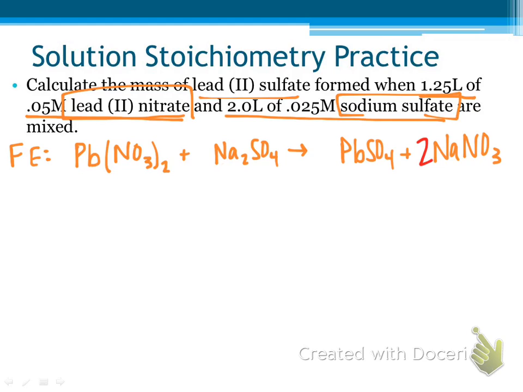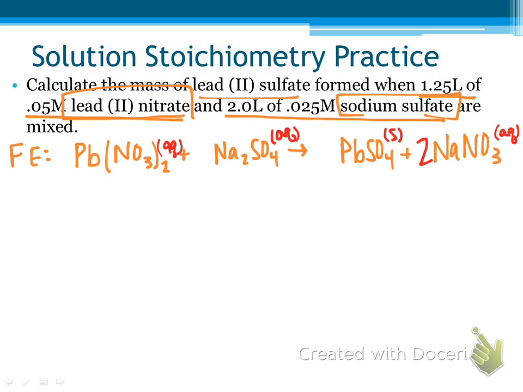Lead nitrate, what do we know about all nitrates? All aqueous. So if we know all nitrates are aqueous, I'm just going to put an (aq) on both sides since I've got a nitrate on both sides. Sodium sulfate: sulfates are all soluble except for strontium, barium, mercury, and lead. So that means sodium sulfate does not fall into that category, so it gets an (aq). But lead sulfate does fall into the exception category, which means that's our solid.